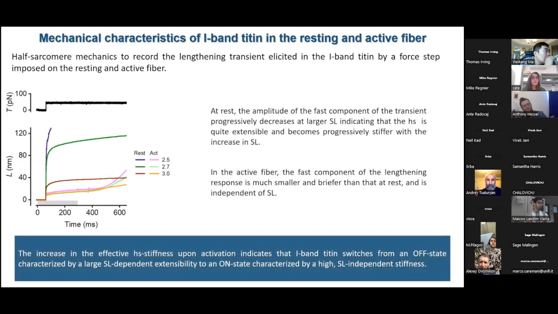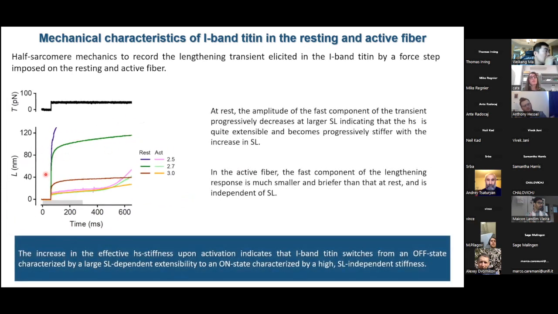In fact, at rest, the amplitude of the first component of the lengthening transient decreases at larger sarcomere length. In the dark color, you have the resting lengthening transient.